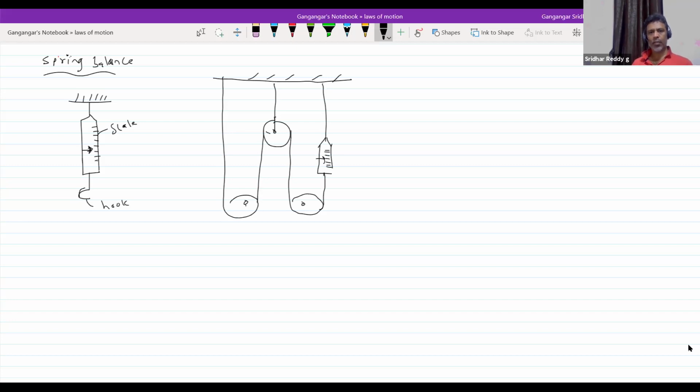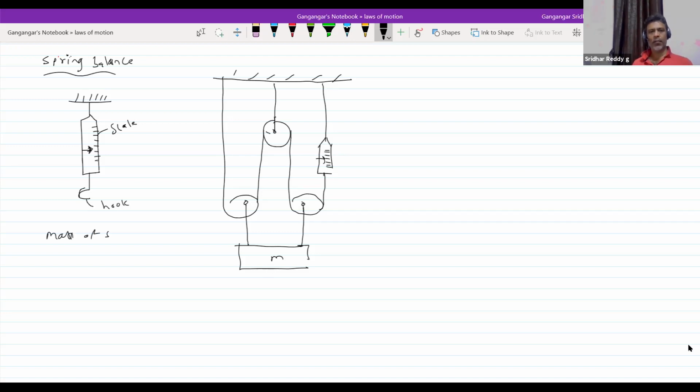You need not bother about anything very big in this one. Whenever you get a spring balance, what you should do is ask: what is the tension in the rope where the spring balance is connected? That will be the reading of the spring balance. So what is the reading of the spring balance? The tension in the rope. What is the mass of the spring balance? It will be negligible. We just take it like this.